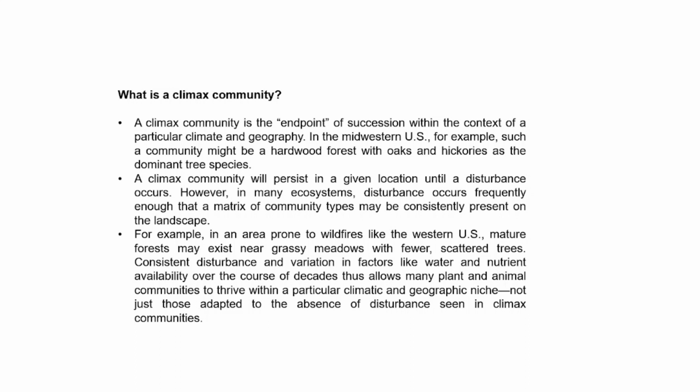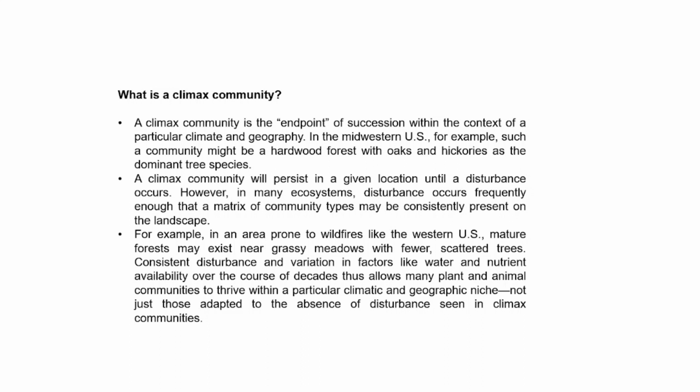However, in many ecosystems, disturbance occurs frequently enough that a matrix of community types may be consistently present in the landscape. So, if in any kind of environment disturbances are very likely to occur very often, then a matrix of community types forms, where all the time there may be some climax community already present on the landscape. For example, in an area prone to wildfires like the western US, mature forests may exist near grassy meadows with fewer scattered trees, and consistent disturbance and variation in factors like water and nutrient availability over the course of decades allows many plant and animal communities to thrive within a particular climate and geographic niche, not just those adapted to the absence of disturbance seen in the climax communities.